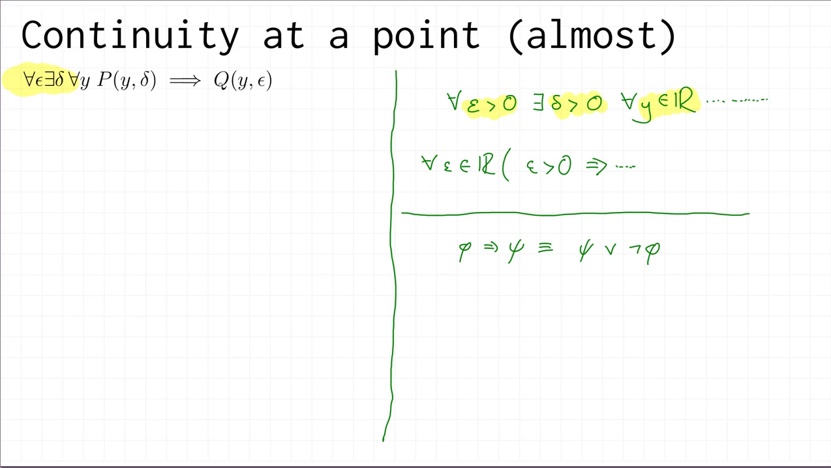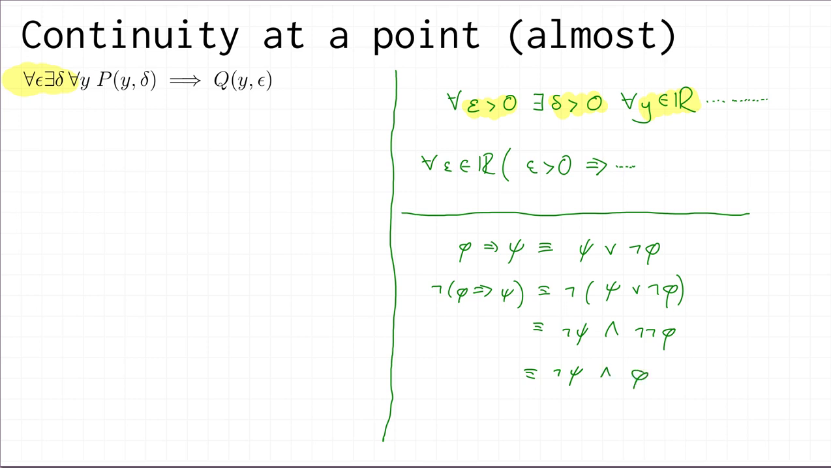Okay, so from this we can get the negation of phi implies psi, because that's going to be logically equivalent to the negation of psi or not phi, which by De Morgan's laws is logically equivalent to not psi and not phi, which is of course just not psi and phi.